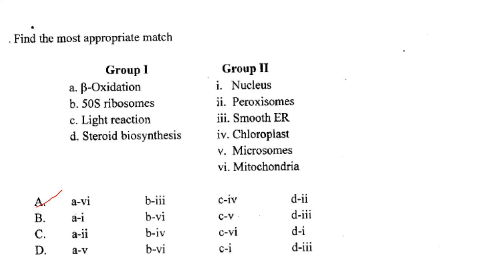Then find the appropriate match. Beta oxidation takes place in mitochondria. So A6. Then 50S ribosome is for smooth endoplasmic reticulum. Light reactions take place in chloroplast and steroid biosynthesis takes place in peroxisome. So answer is option A, that is A6, B3, C4 and D2.